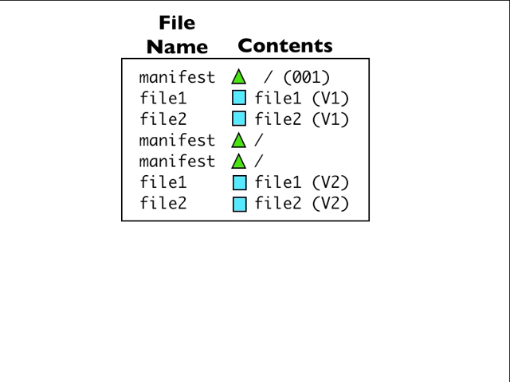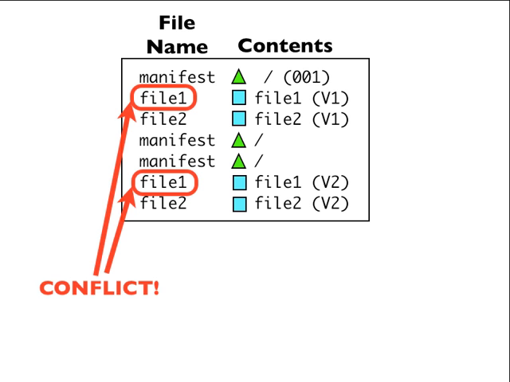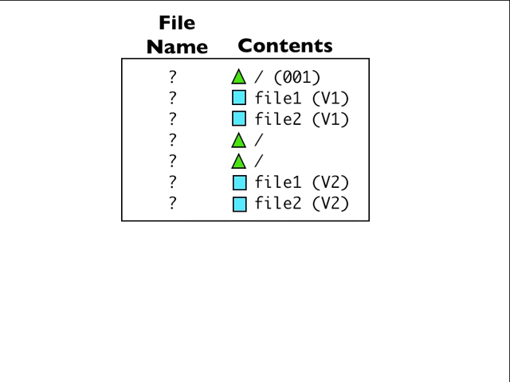So, let's put these files in a directory of some kind, and we're going to just put them in there. Now the question is, what should we name these files? And right away we see a problem, because file 1 is stored in this directory twice with the same name under two different versions. So we can't really use the original file names in this directory. We need to get creative in how we name them.